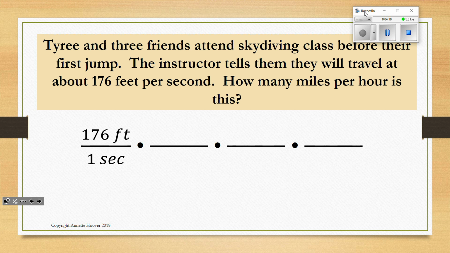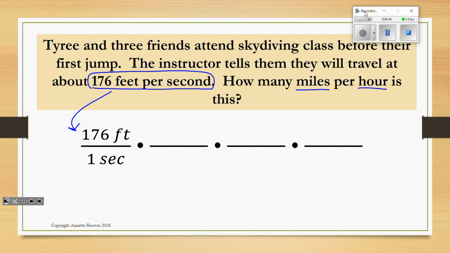Before their first jump, the instructor tells them that they will travel at about 176 feet per second. So this tells us what to set up as our first ratio. 176 feet goes on top, and 1 second goes on the bottom. The next sentence will tell us what we're converting to. How many miles per hour is this?